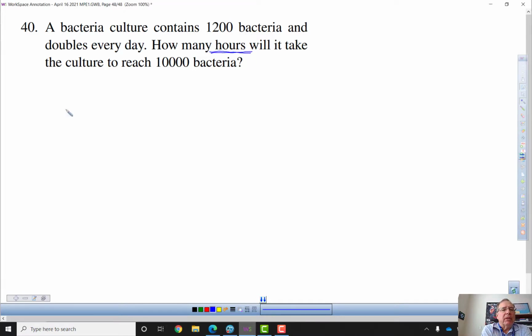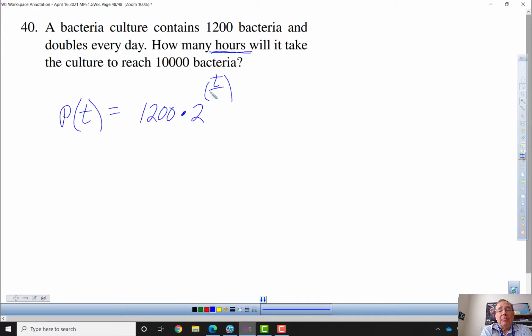So I'm going to put population at time t. So population at time t is going to be 1,200 times 2 to the power of, so it told me it doubles every day, and I want my time to be in hours. So that this exponent is going to be days, I'm going to divide the hours by 24.